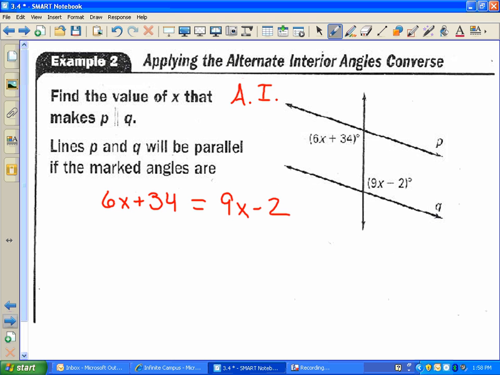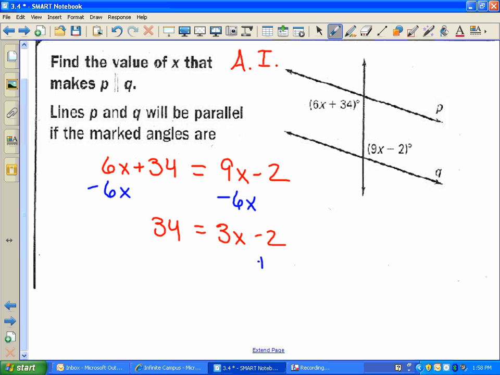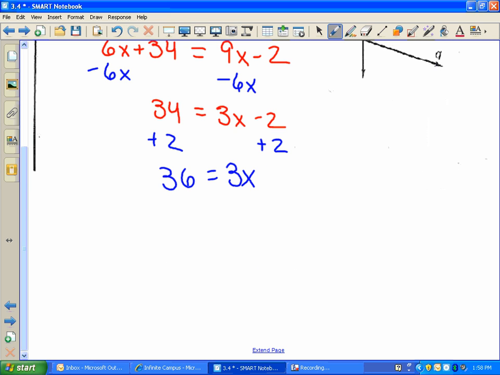Beautiful. All right, now I have variables on both sides. We're just going over this in algebra. Variables on both sides. What do I need to do first? Get them on one side. Does it matter which one I move? No. I'm going to move the 6x just because I don't like negatives. Bring down my positive 34. 9x minus 6x is 3x. Bring down my negative 2. Now what do I do? Good. So you need to move this 2 to the other side. You get 36 equals 3x. Then what? Divide by 3. So you get x equals 12.